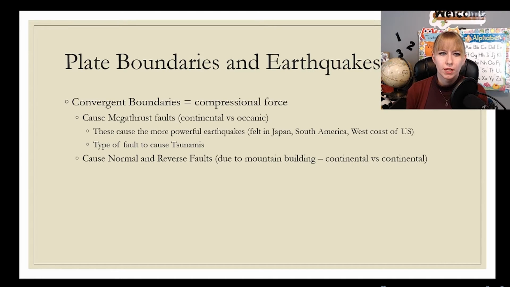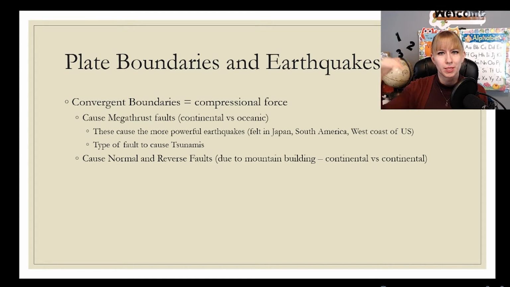Plate boundaries and earthquakes are very important together. When you have convergent boundaries, where we have subduction happening, you're going to have compressional force, where things are coming together, just like how they form mountains. If you have a continental versus continental, continental versus oceanic, or oceanic versus oceanic also compresses plates together. And when subduction occurs, it is known as a megathrust fault.